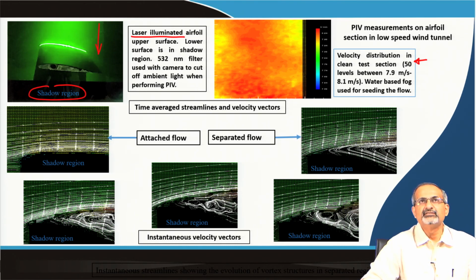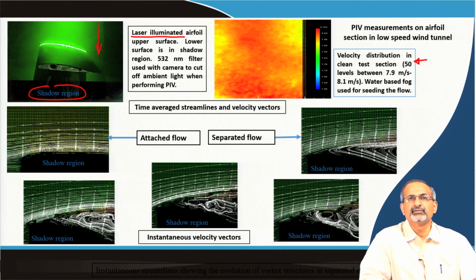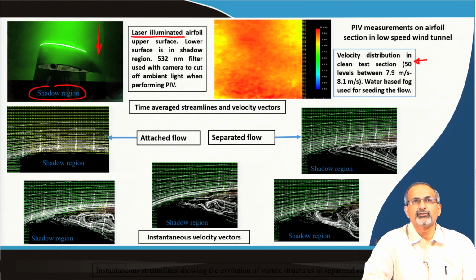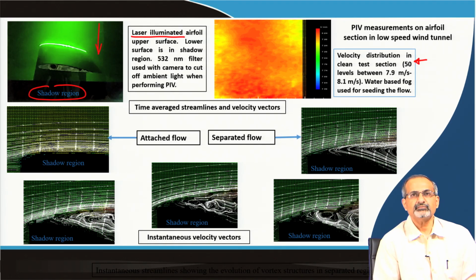Obviously, from the speed range you can figure out it is being performed in a low speed wind tunnel. When you change the angle of inclination of the airfoil, you are going to get attached flow for low angles of attack, and then as you increase the angle of attack you will go to the separated flow regime. When you do a time averaging of the images that you acquired, you would get time averaged streamlines and velocity vector plots.